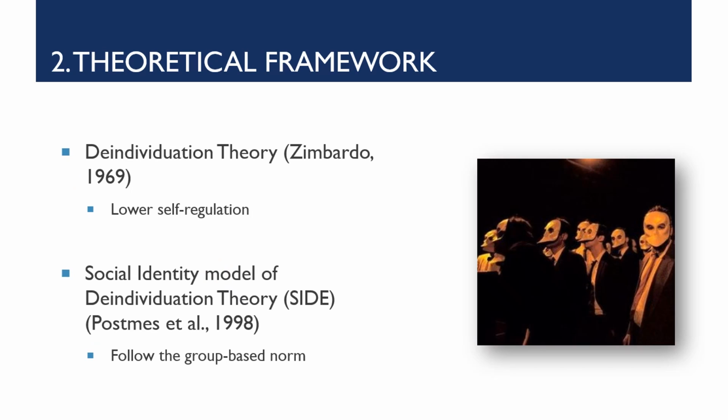According to the deindividuation theory, online incivility is frequent in anonymous settings because people tend to lower self-regulation and hence they become more likely to engage in aggressive behavior. The social identity model of the deindividuation theory suggests that in anonymous settings, people behave at the level of social group identity, hence they are more likely to offend outgroup members.